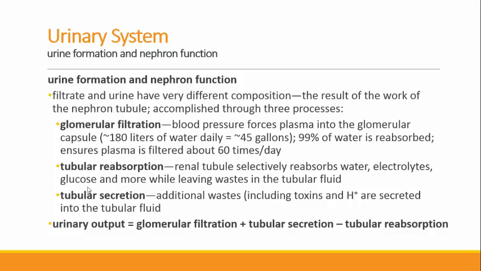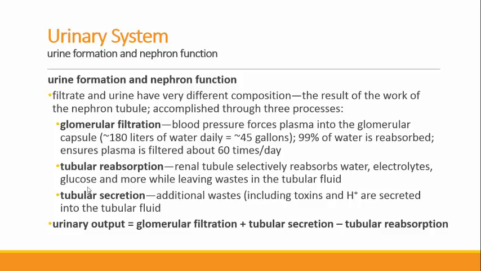On the other hand, if we have something that we specifically want to remove from the body, and it doesn't get squeezed out through glomerular filtration, then the renal tubule can selectively place those materials into the developing urine. So things like hydrogen ions, as we're regulating pH of the body, and other toxins and waste materials can all be secreted into the developing urine.